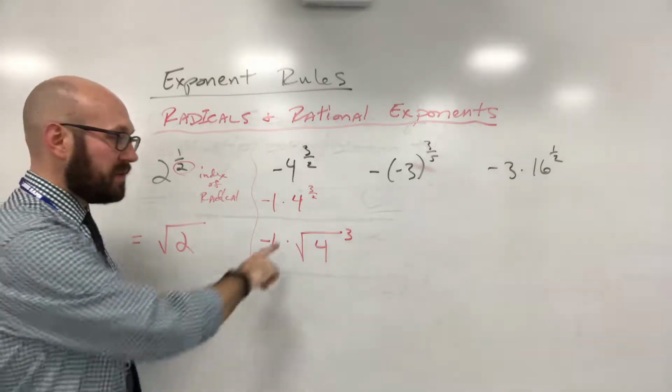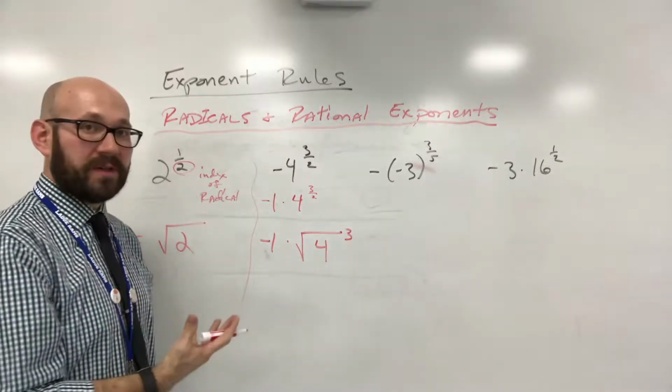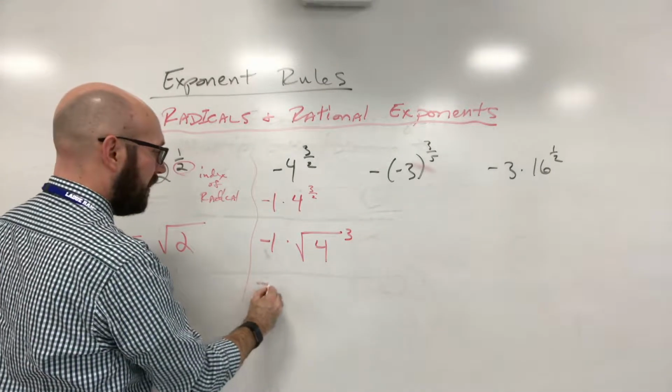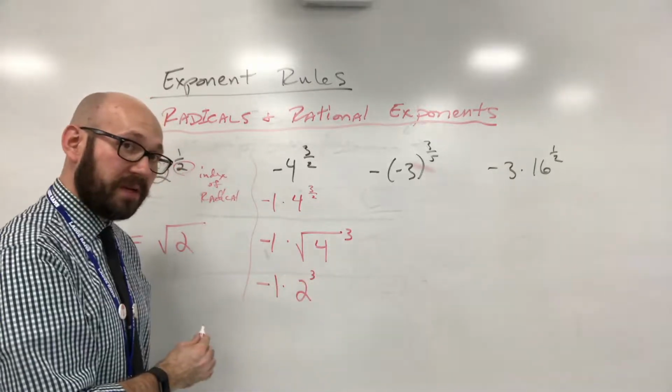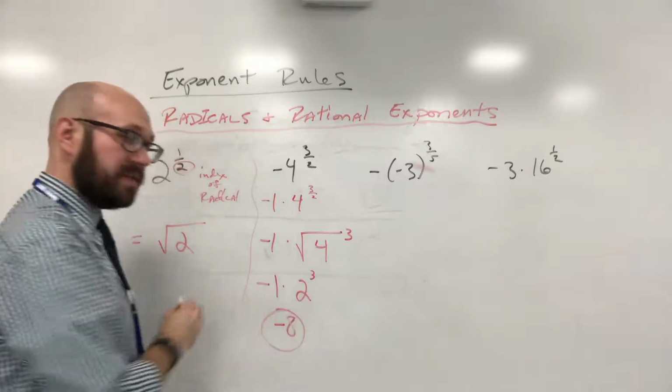Cool thing about radicals and exponents is that they undo one another. So it doesn't matter which one you do first, the radical or the exponent, as we simplify. To fully simplify, I'll do -1 times the square root of 4, which is 2, and that's raised to the power of 3. 2 to the power of 3 is 8, so I get -8 for my answer.